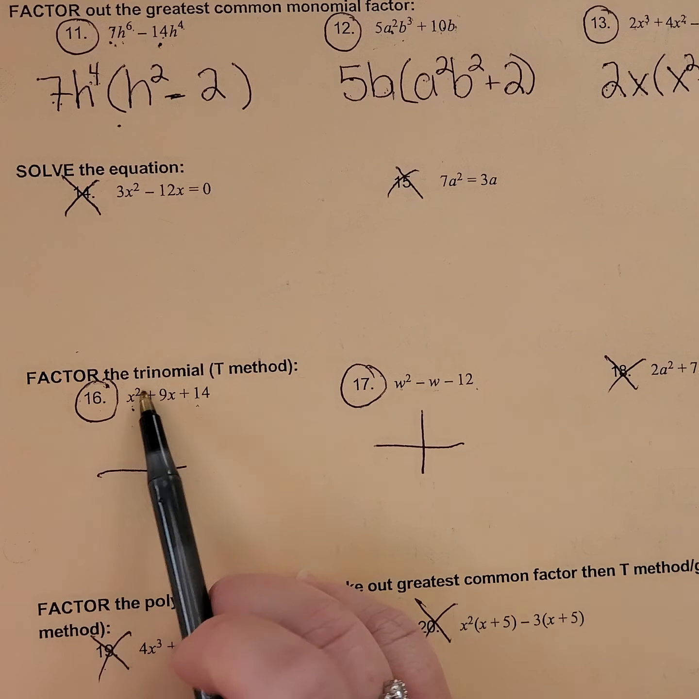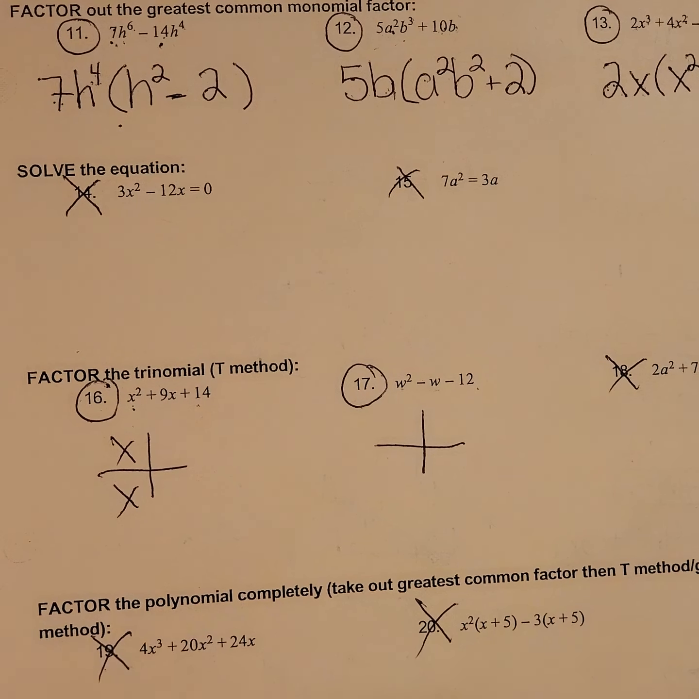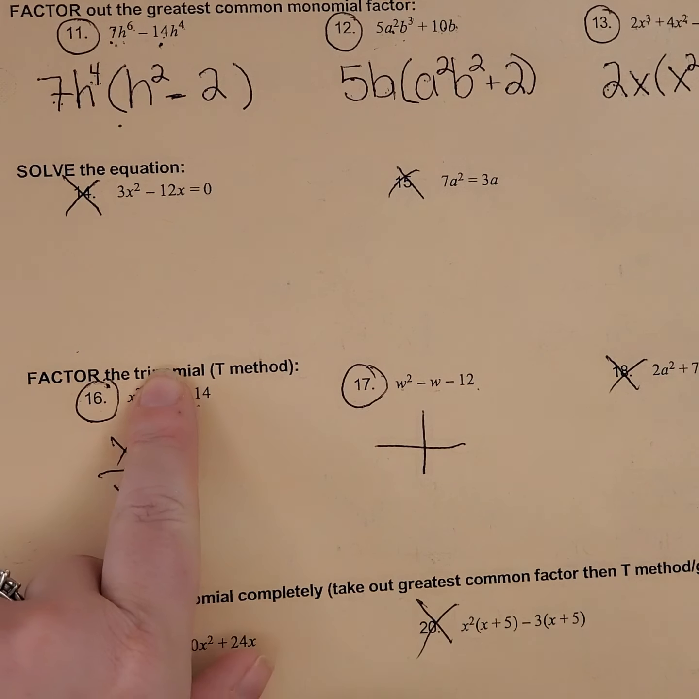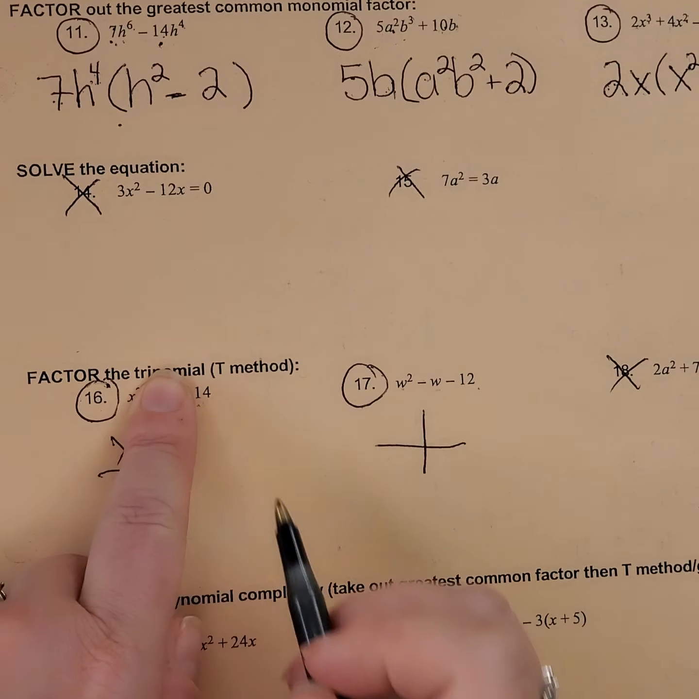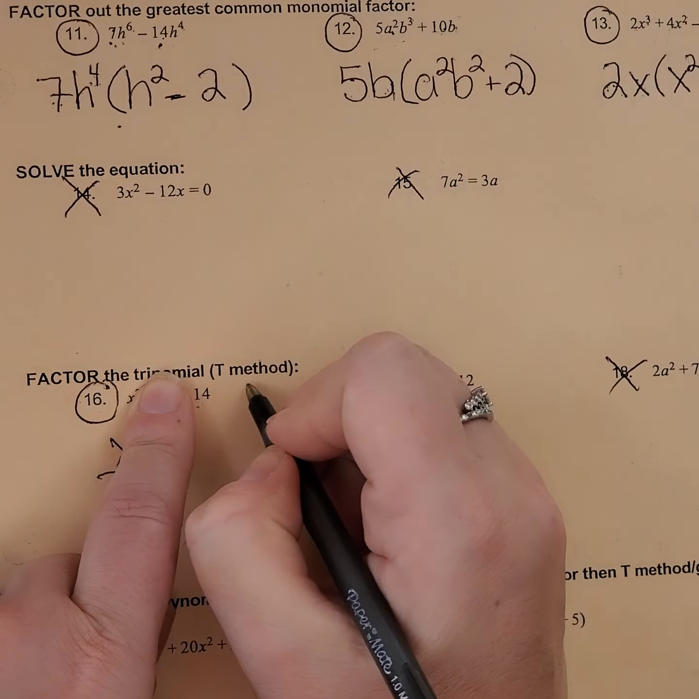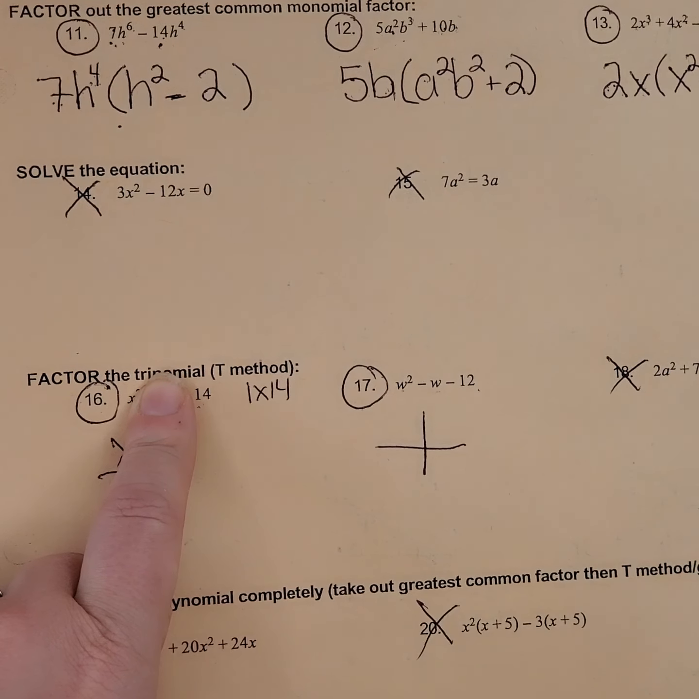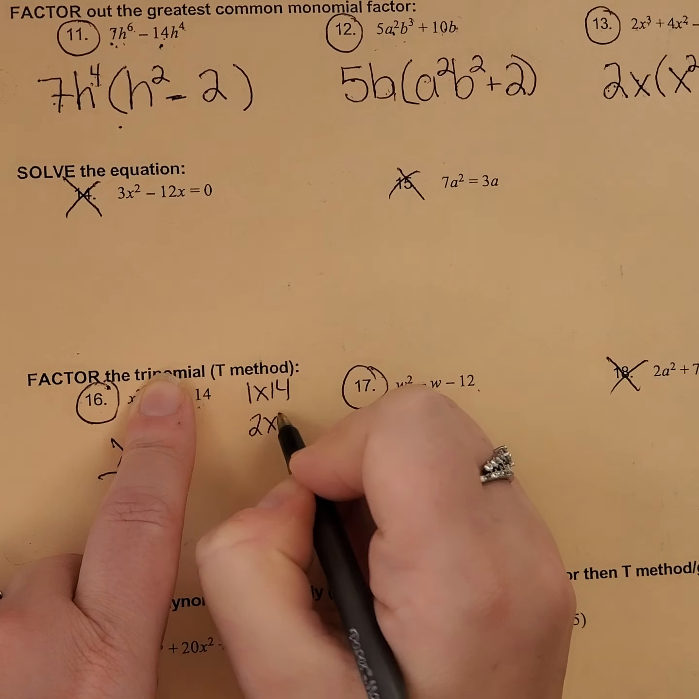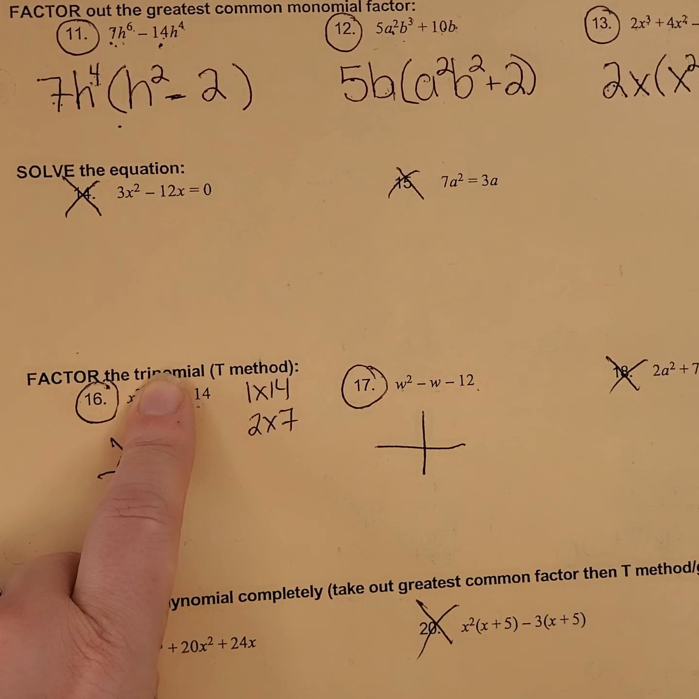So we're going to break up x squared. X times x is x squared. We're not going to look at the middle number right now. We're going to look at the 14. What times what is 14? Well, you got 1 times 14 and 2 times 7. So I like to write down my choices.